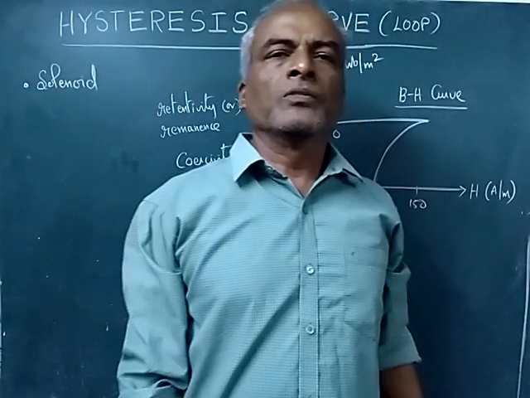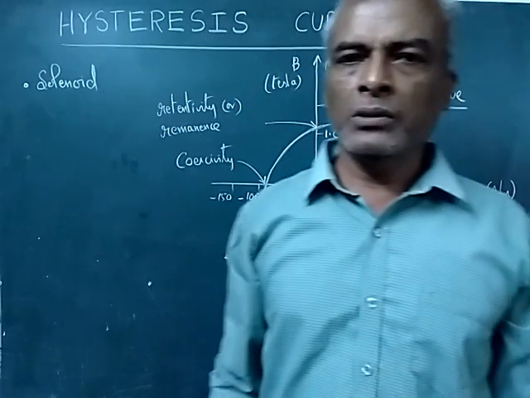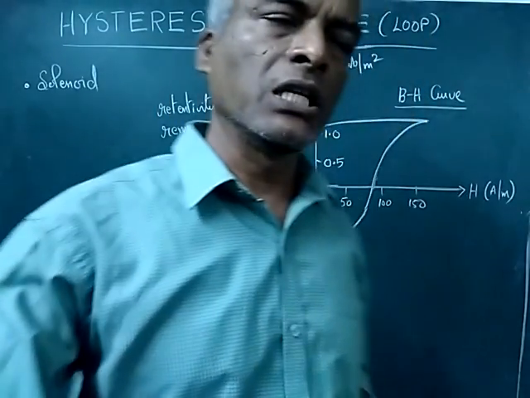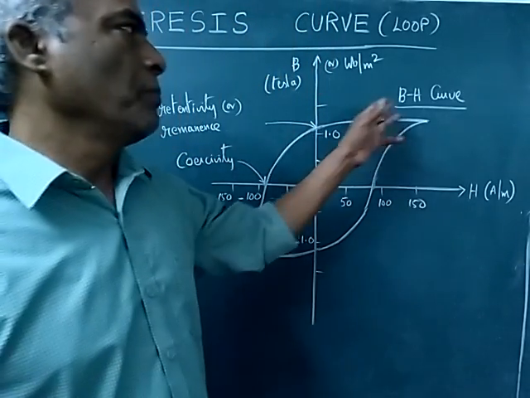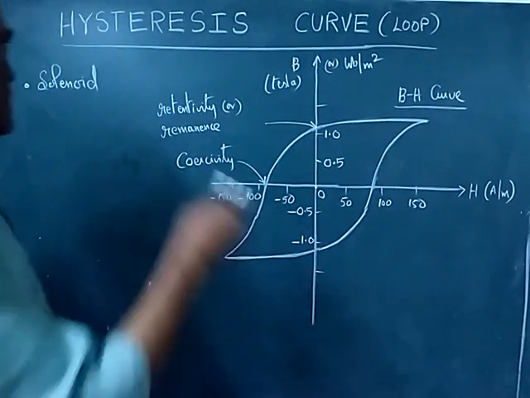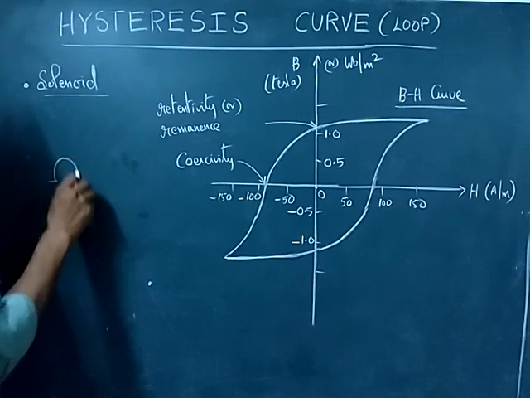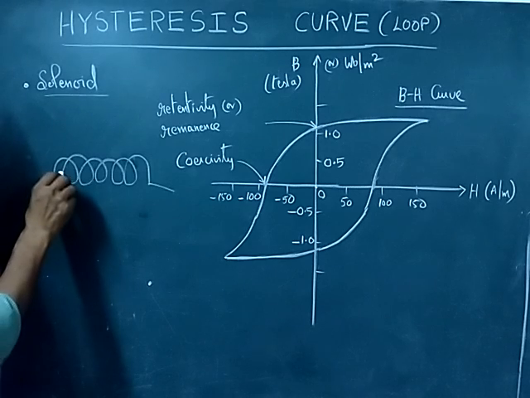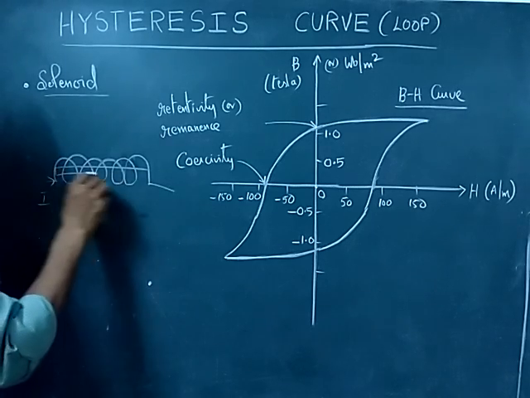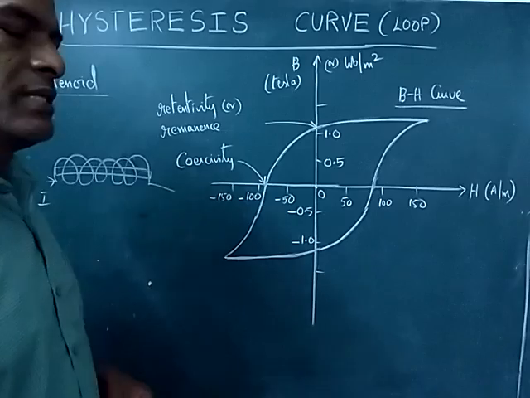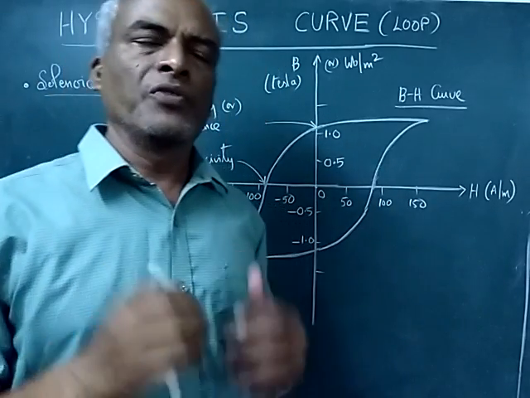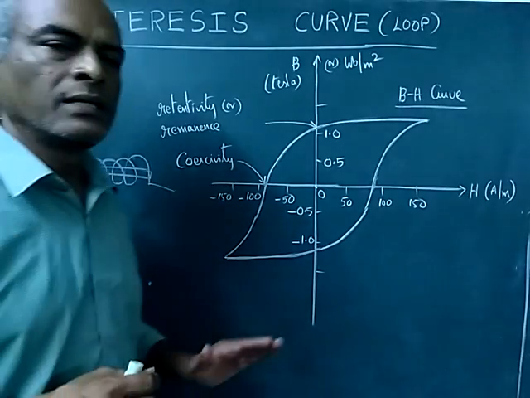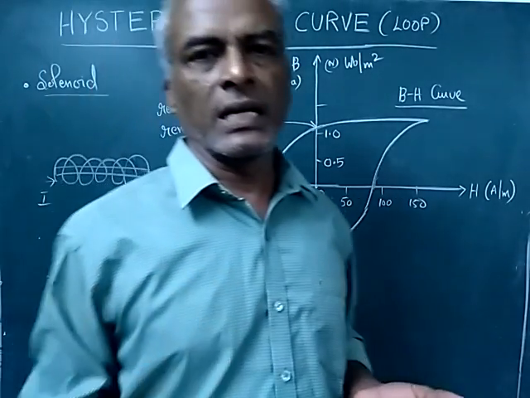Hello viewers, today we are going to deal with a special curve called the hysteresis curve, or hysteresis loop, or BH curve. We all know that a solenoid is a current-carrying coil, and inside this coil, if you place a magnetic material and pass a current, then the core gets magnetized.